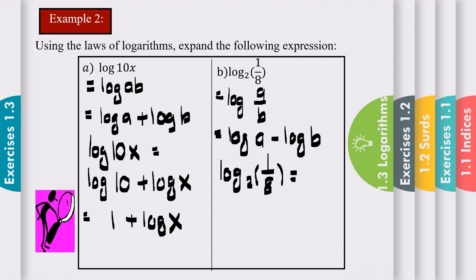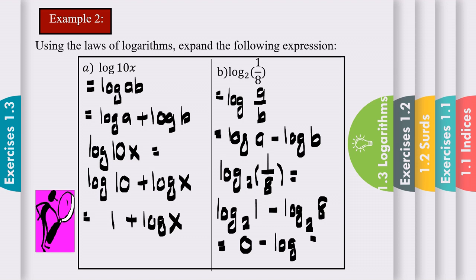we can write it down as log 1 base 2 minus log 8 base 2. Since we know that log 1 base 2 is 0, it's going to be 0 minus log 8 base 2. So we have here negative log 8 base 2.